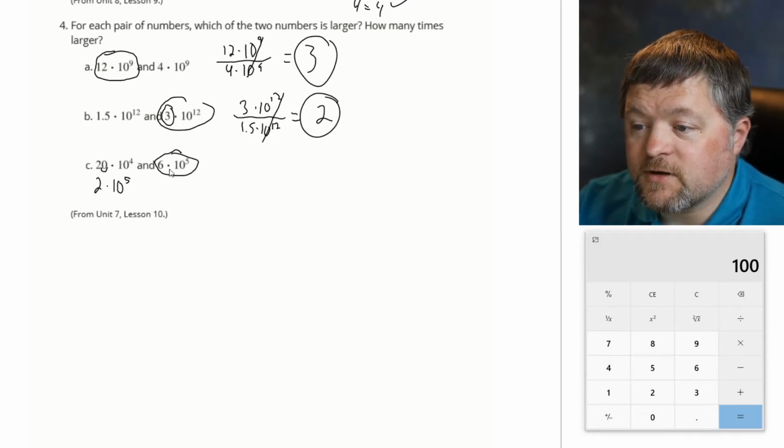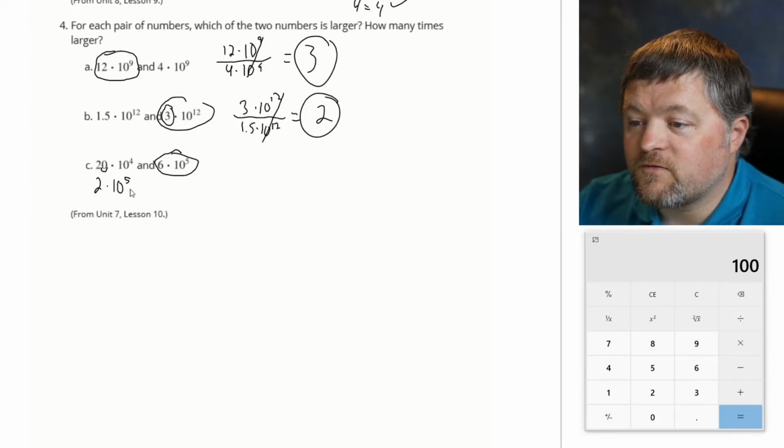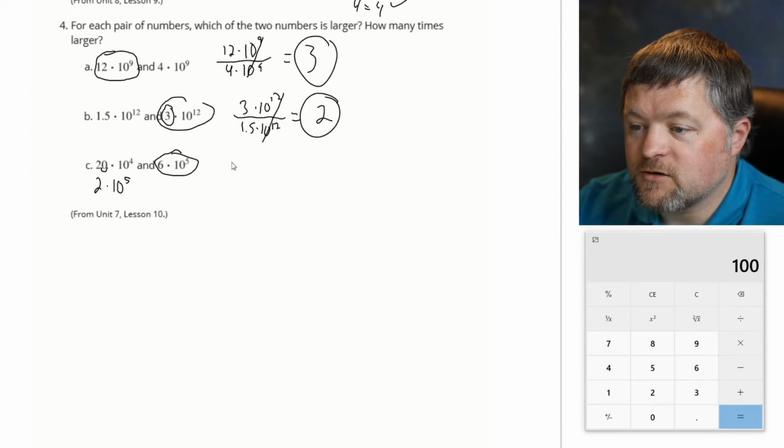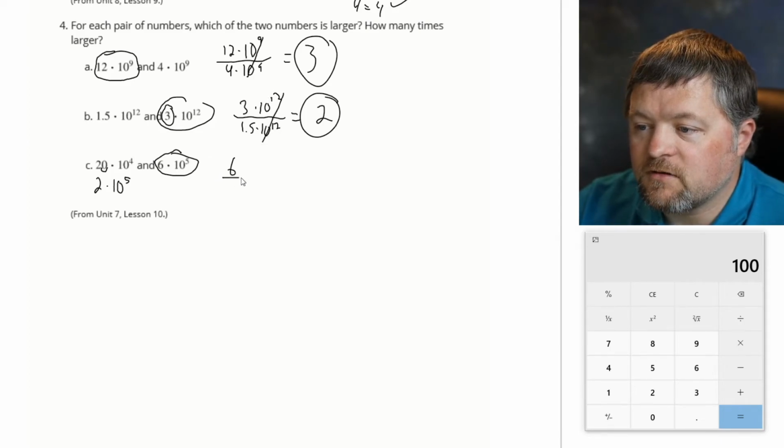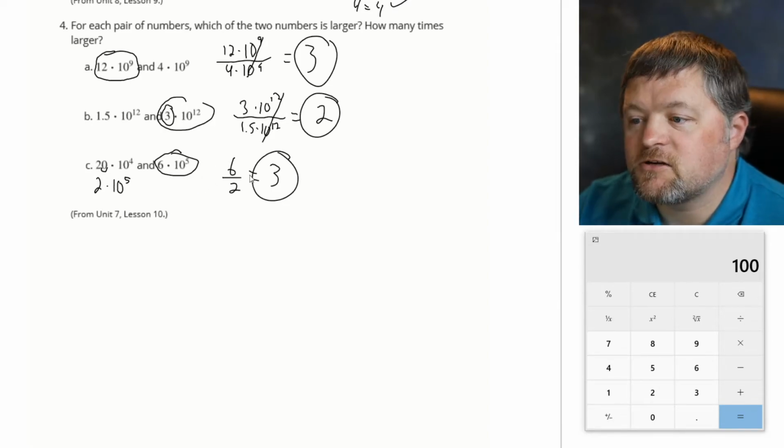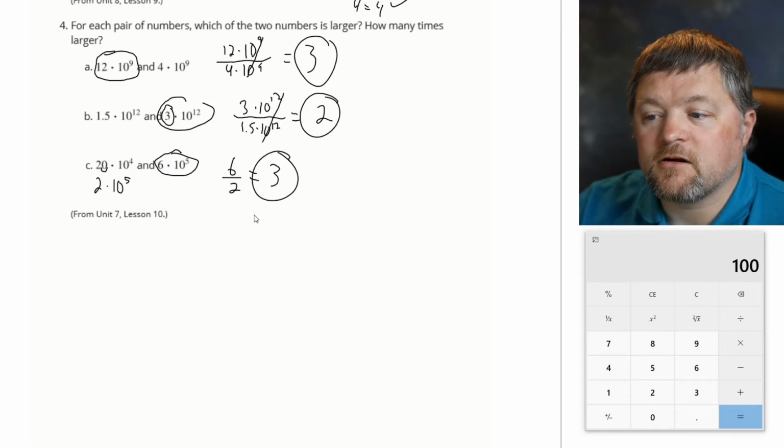Well, as we can see, nice little pattern here, the power of 10 is the same with both of them, so those will just cancel each other out. So 6 divided by 2, which is 3. 6 times 10 to the 5 is larger, and it is 3 times larger.